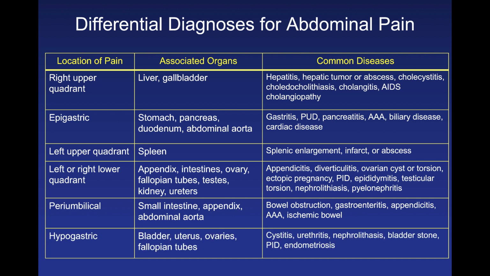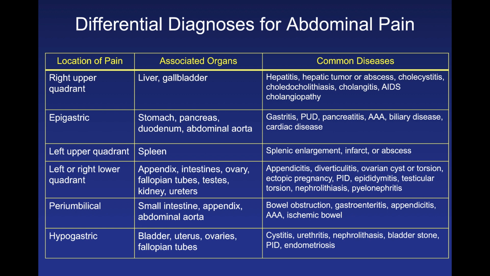disease. And hypogastric pain, or pain in the hypogastric area, could refer to the bladder. In women, the uterus and the ovaries and the fallopian tubes are also at play. Think about cystitis, urethritis, nephrolithiasis, PID, and endometriosis, especially if it's pain in that area. So I like this location-based approach, mapping to the underlying organs.